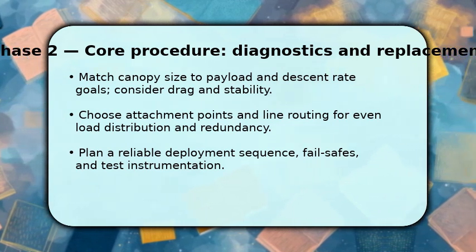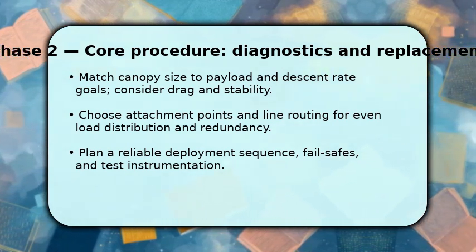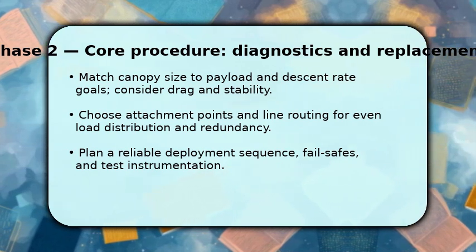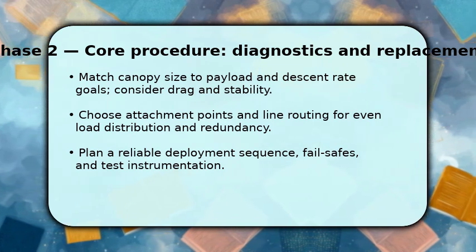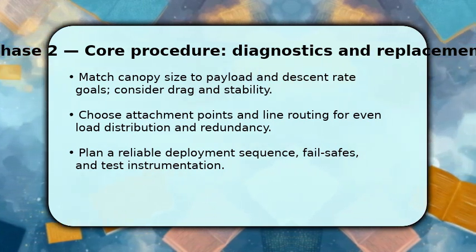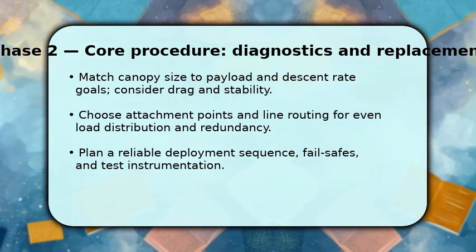Redundancy reduces single-point failures. Then, define a deployment sequence and include fail-safes plus instrumentation for telemetry and test logging. Once you have the plan, review it with an experienced engineer before any physical trials.